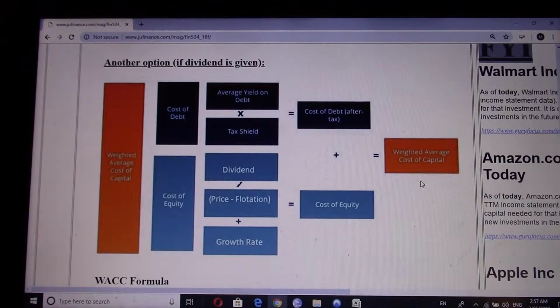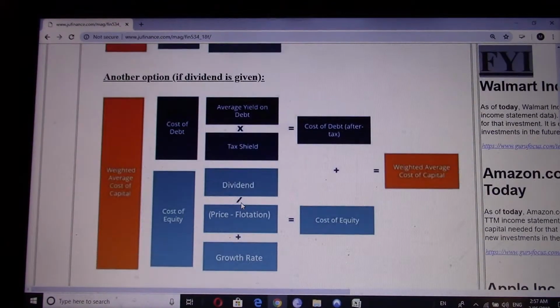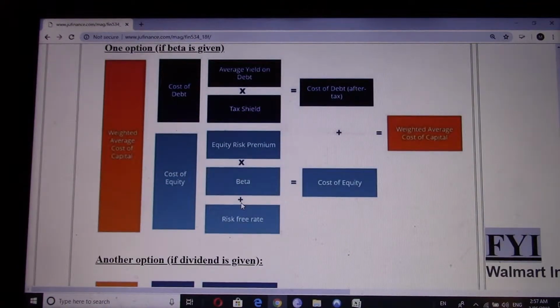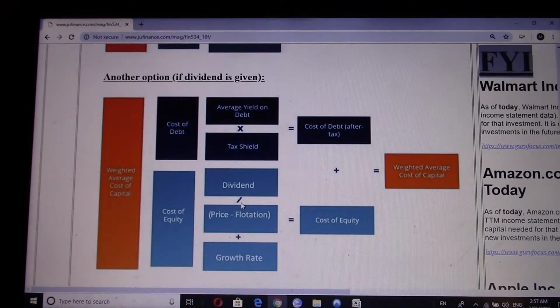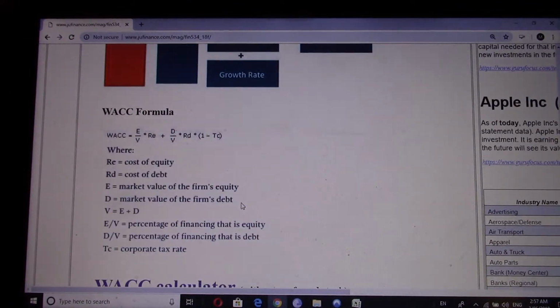If dividend is given, the cost of debt is still the same as before. For cost of equity, we should use the dividend growth model. But there's a flotation cost we have to consider. When a firm issues stock or bonds, there's also a flotation issue. Once we know that, we can put them together and get a weighted average cost of capital by considering the weight of debt, the cost of debt, and also the weight of equity and cost of equity. And this is the equation.